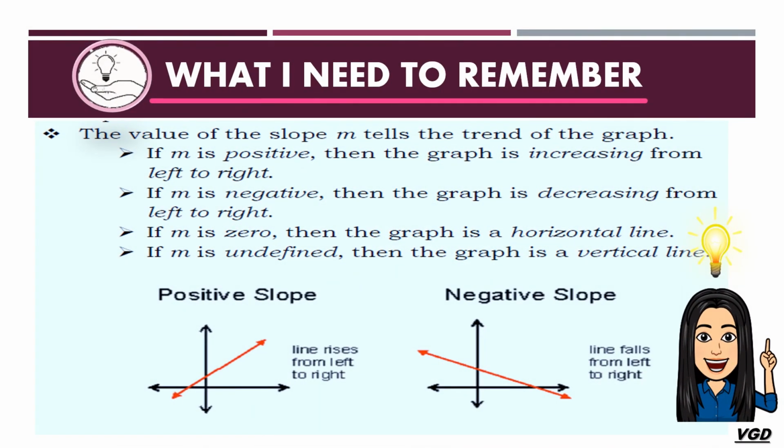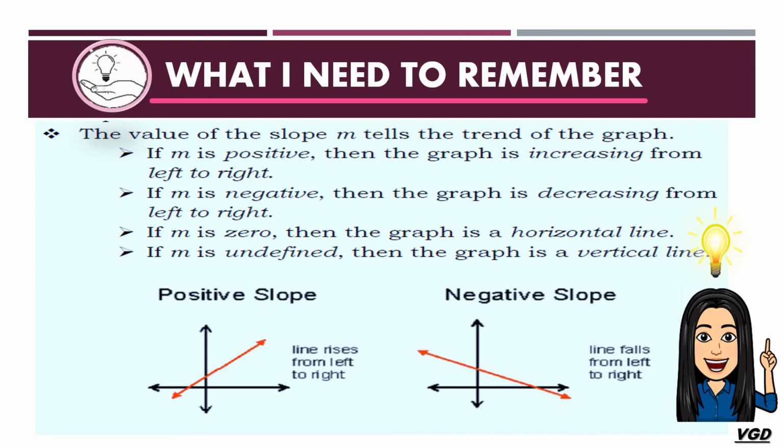You also have to remember that the value of the slope m tells the trend of the graph. If m is positive, then the graph is increasing from left to right. If m is negative, then the graph is decreasing from left to right. If m is 0, then the graph is a horizontal line. If m is undefined, then the graph is a vertical line.